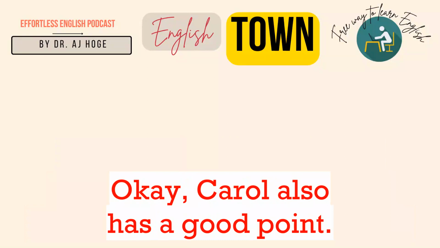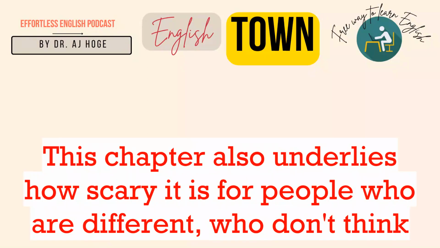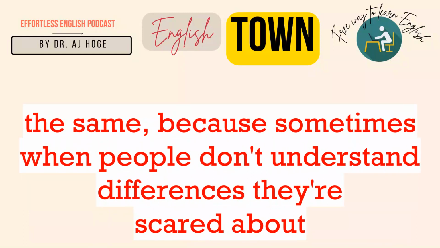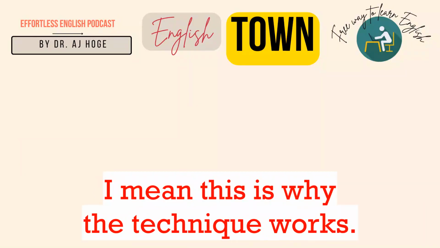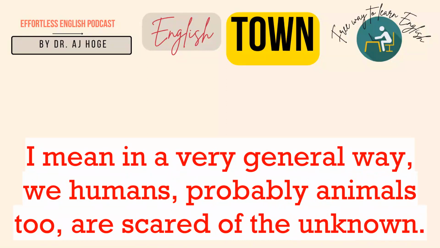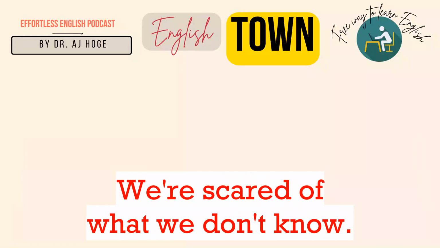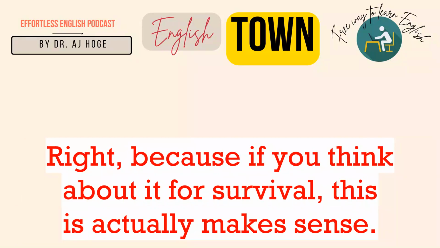Okay, Carol also has a good point. She says this chapter also underlines how scary it is for people who are different, who don't think the same, because sometimes when people don't understand differences, they're scared of them, and this can lead to violence. Well, exactly right. This is why the technique works. In a very general way, we humans, probably animals too, are scared of the unknown. We're scared of what we don't know, right? And if you think about it, for survival, this actually makes sense.